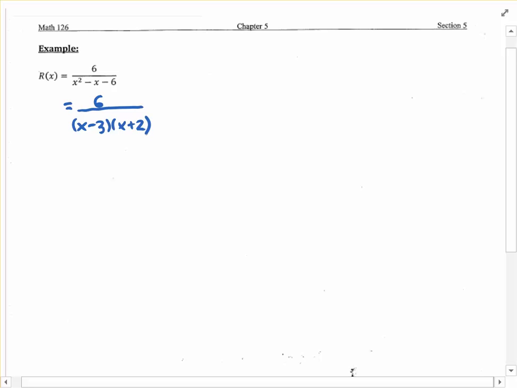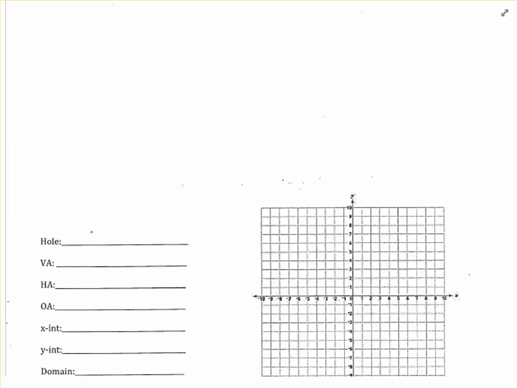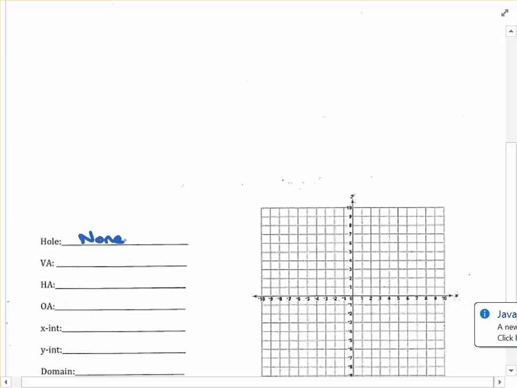Now, what you want to check right away is whether or not the 6 would cancel out any of the factors in the denominator. Obviously, the answer to that would be no, nothing's going to cancel out. In other words, this rational function does not reduce or simplify. For that reason, we go down to our little laundry list of items here. Where it says hole, you can simply put none. Alright, so there won't be an open circle in the graph.